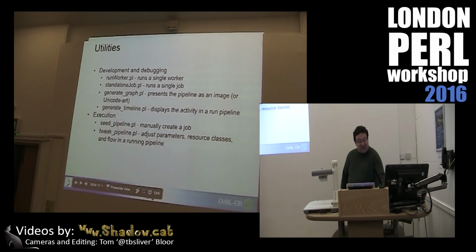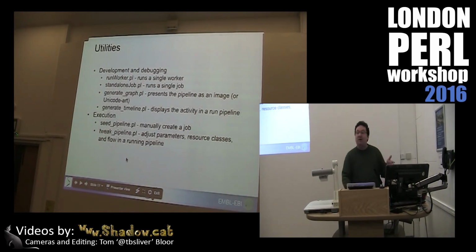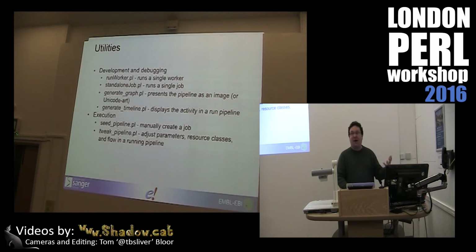There are some utilities that come along with this. We have a number of development and debugging utilities. You can run single workers, run single jobs. There's a generate graph; the graphs I've shown you have been generated by this. You can do postmortems with generate timeline. We have utilities to seed pipelines manually, and utilities to modify a running pipeline or a pipeline that's already been set up.